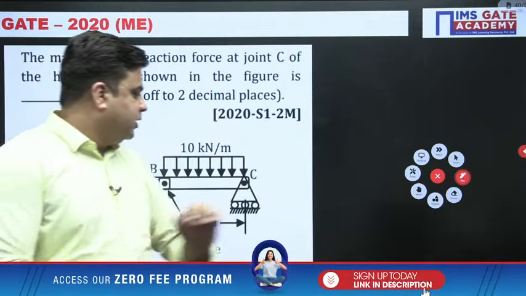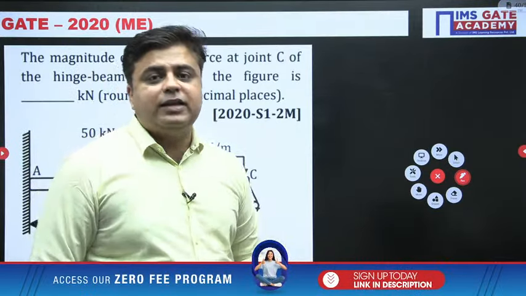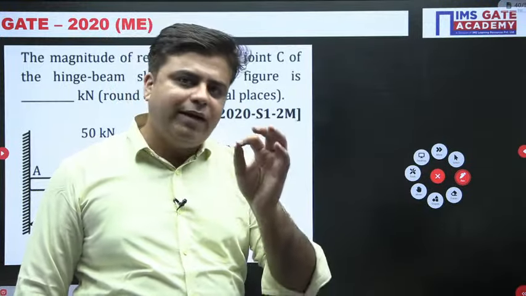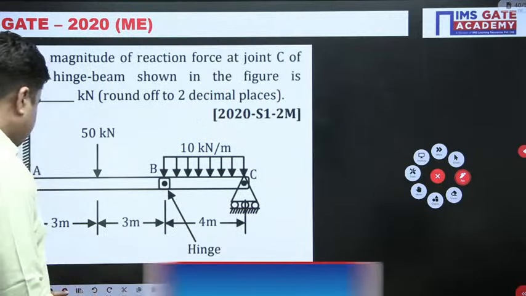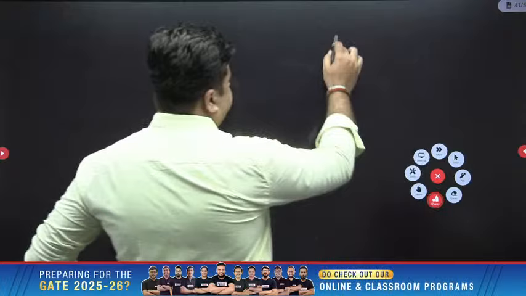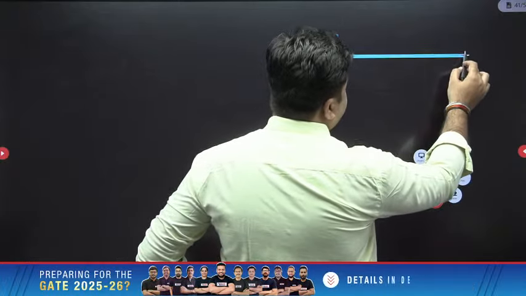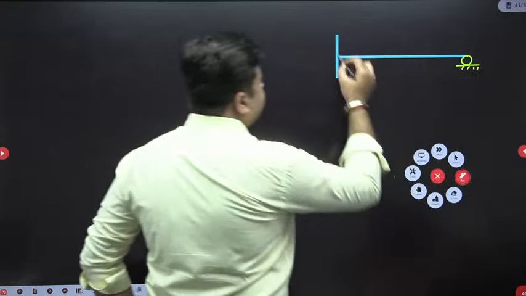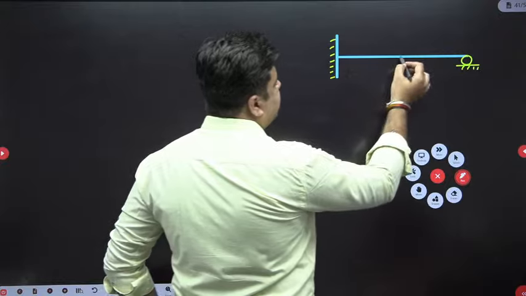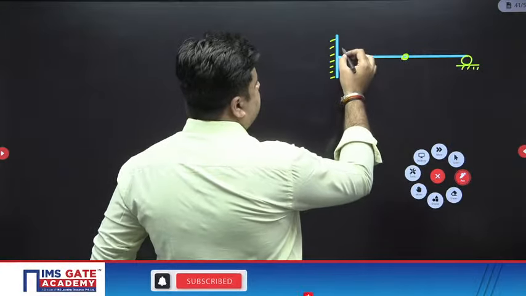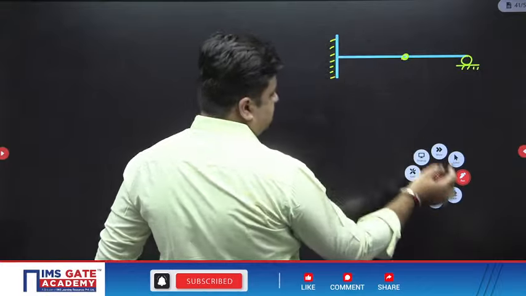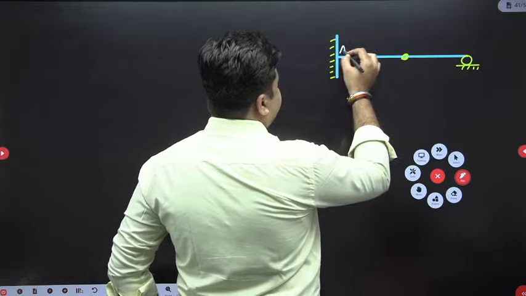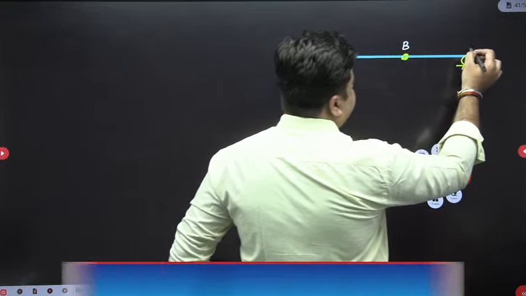Fantastic answer. Now, first of all, whenever an internal hinge is present, how do we analyze this? I will not go into the complete discussion, I will give you one briefing. For example, this is my beam. This beam can be subjected to any load. And there is one internal hinge present here. Say this point is A, this point is B, and this point is C.